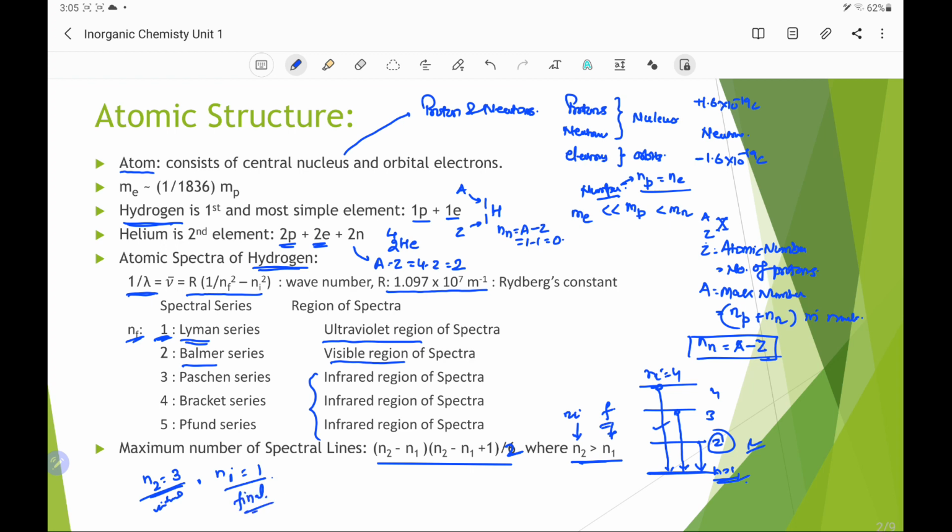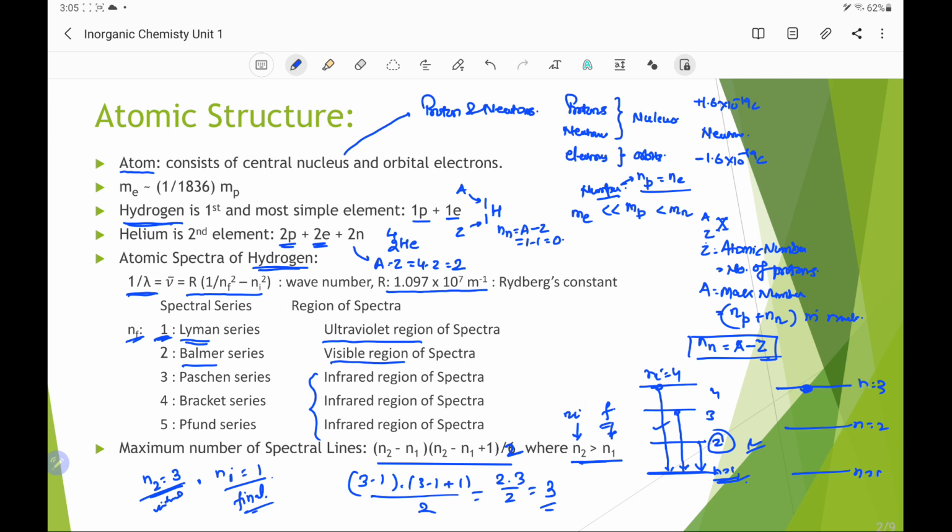So the number of spectral lines will be (3 minus 1) into (3 minus 1 plus 1) by 2. This will be equal to 2 into 3 by 2, which is equal to 3. So in this transition, there are a maximum of 3 spectral lines. For example, this is n equal to 3, this is n equal to 2, and this is n equal to 1.